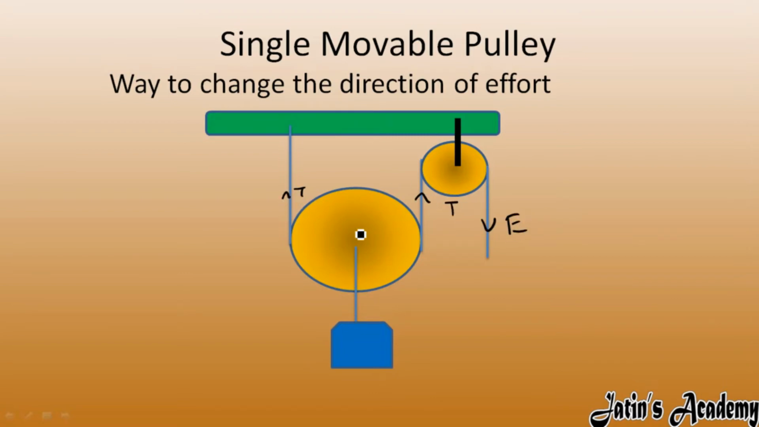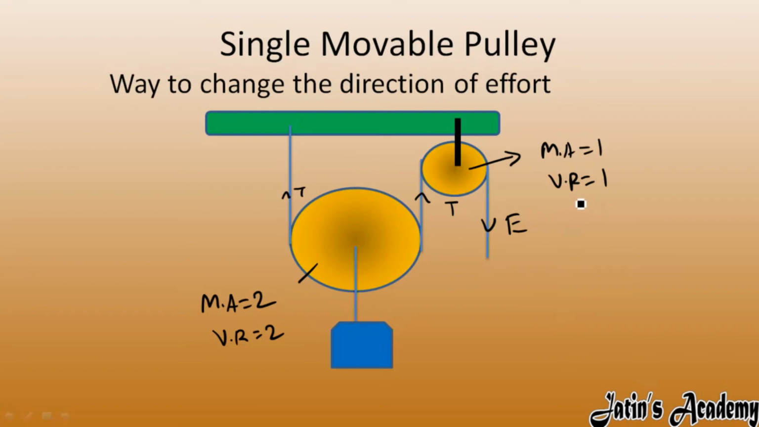Same thing, this pulley acts as a movable pulley whose mechanical advantage is 2 and velocity ratio is 2, and this pulley acts like a single fixed pulley whose mechanical advantage is 1 and velocity ratio is 1. This pulley acts as a force multiplier and this pulley acts as a change in the direction of effort to a convenient point.